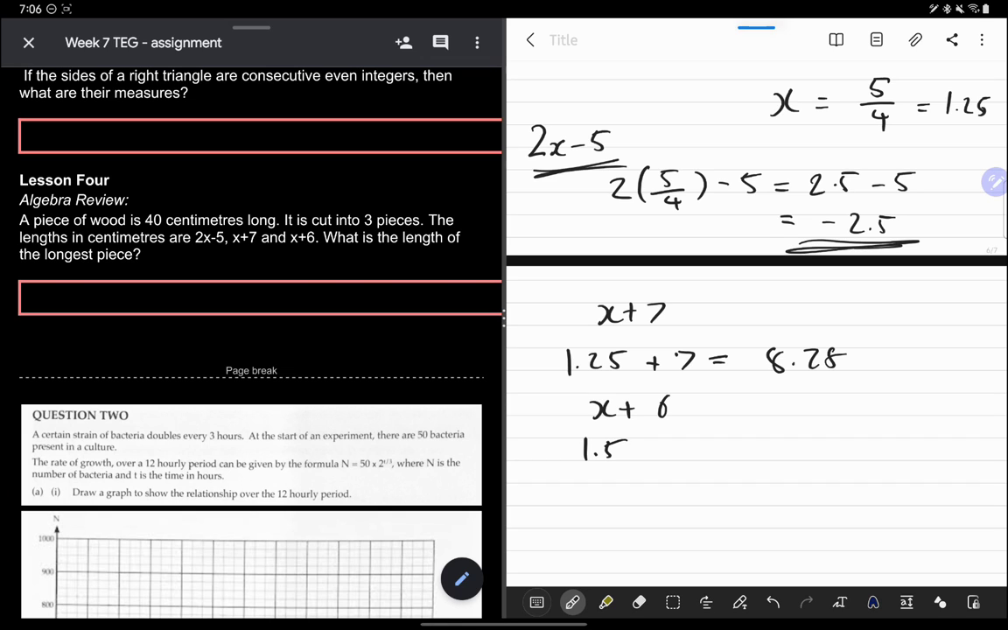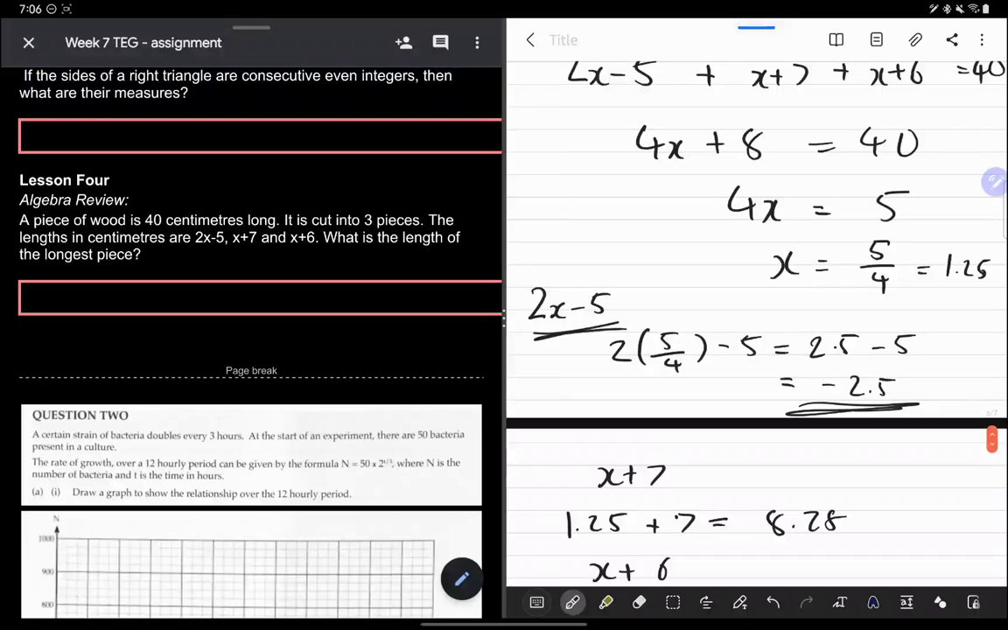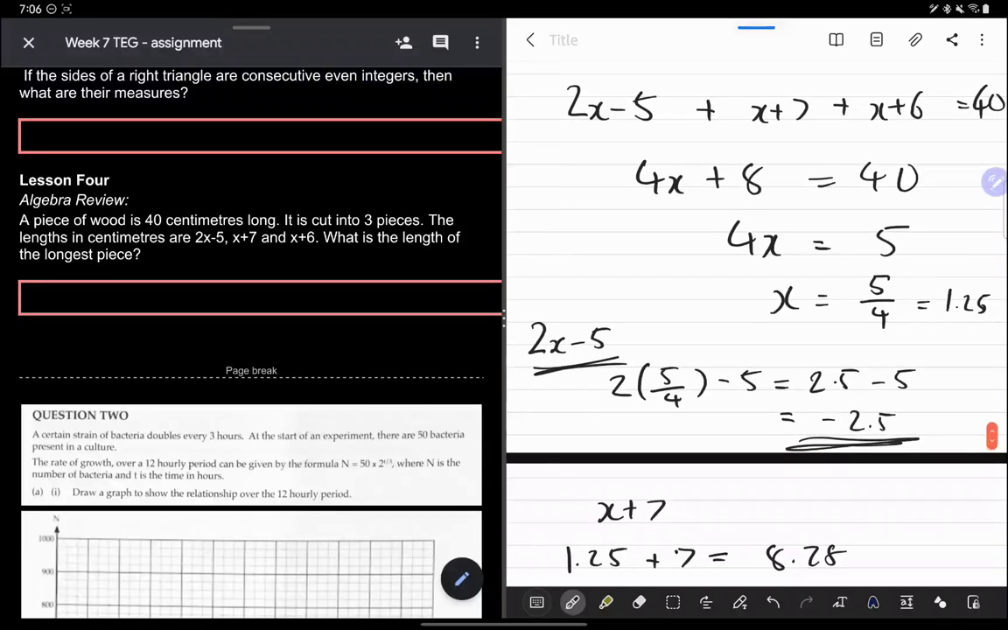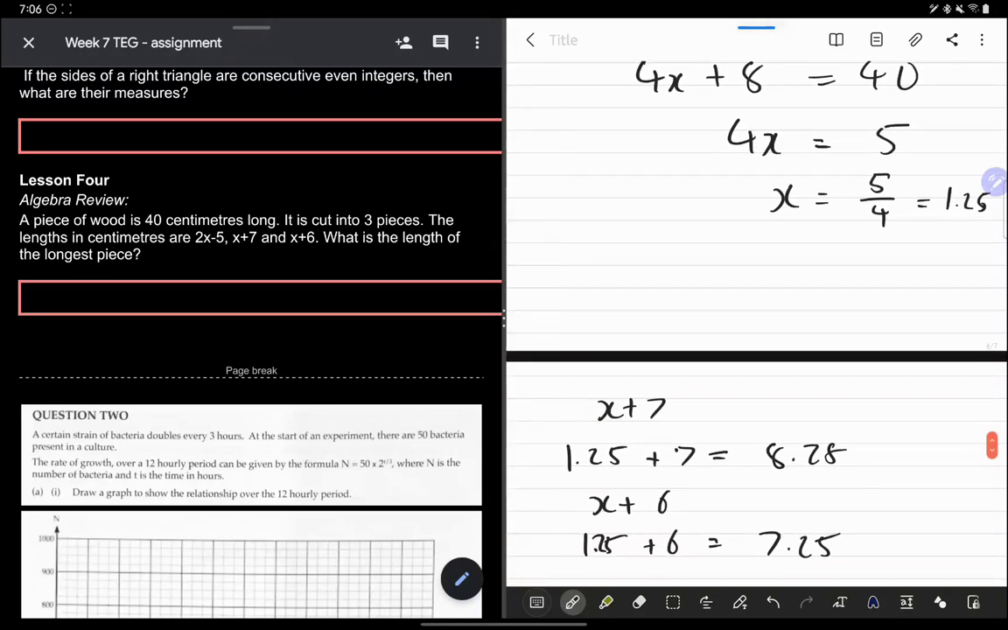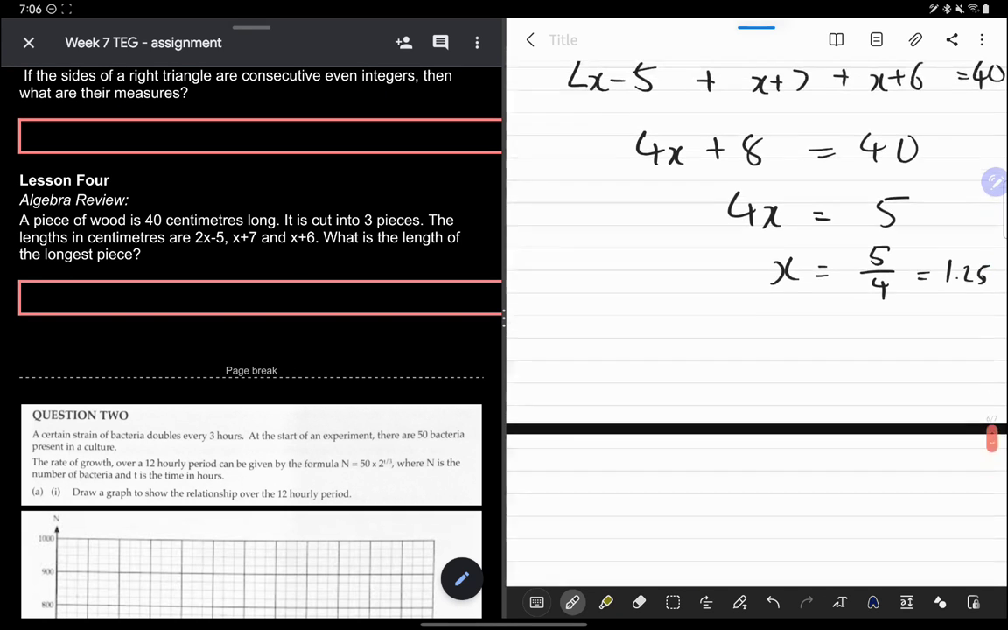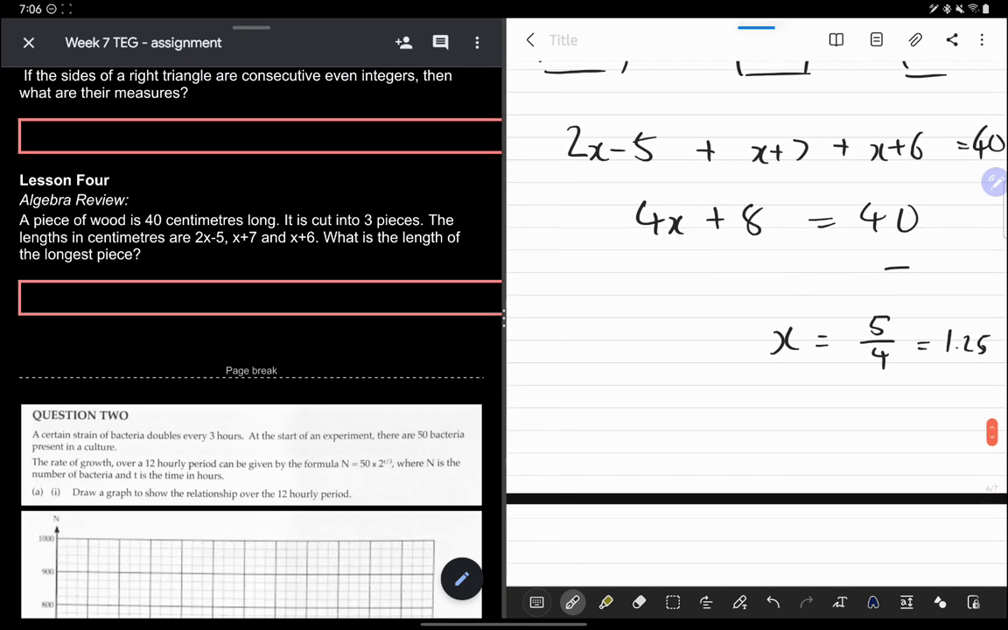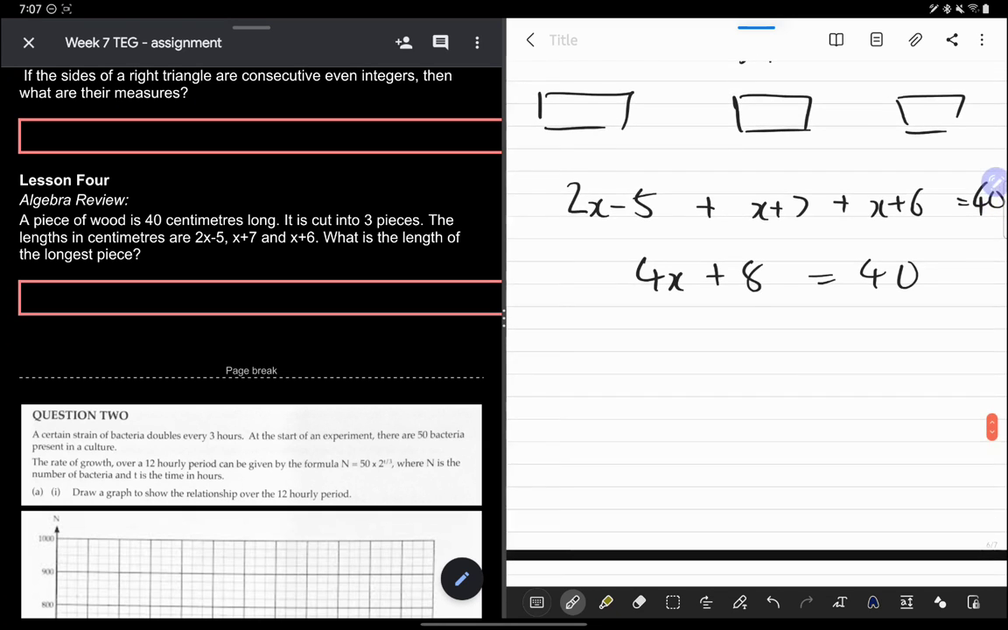The next becomes 1.25 plus 6, which becomes 7.25. Oh no, I found my mistake. That was dumb. Yep, that was my bad. I'm going to do that again. I've made a mistake, and I know where I've made it. I've made it right here, on this line. I don't know why I divided by 8. I was supposed to just subtract.